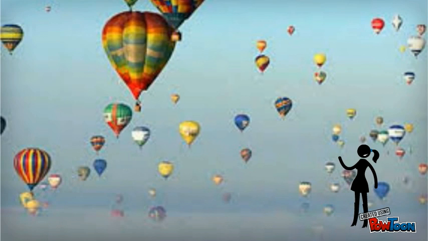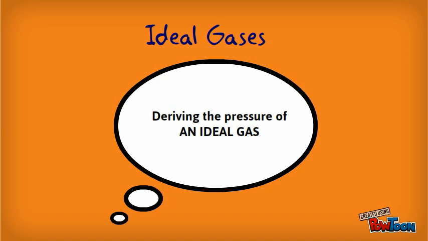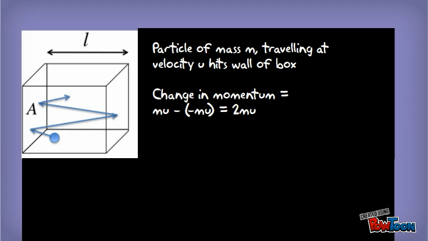This is part 3 of thermal physics, and we're going to derive the pressure of an ideal gas. Consider a gas particle inside the cubic box shown. The particle has a mass of m and it's travelling at a velocity of u. Let's say it hits the wall marked A of the box.